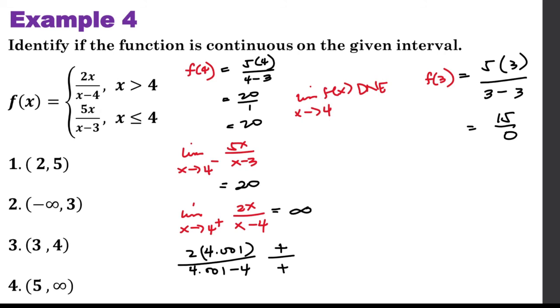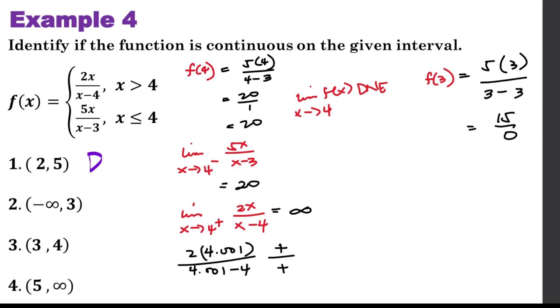Now, going back to the question, let us try to answer. From our solution, we are discontinuous at x is equal to 3 and x is equal to 4. So if those numbers are included in the given interval, then the function is discontinuous. So let us try to answer number 1, 2 to 5. This is discontinuous. I'm going to write D for discontinuous and C for continuous.